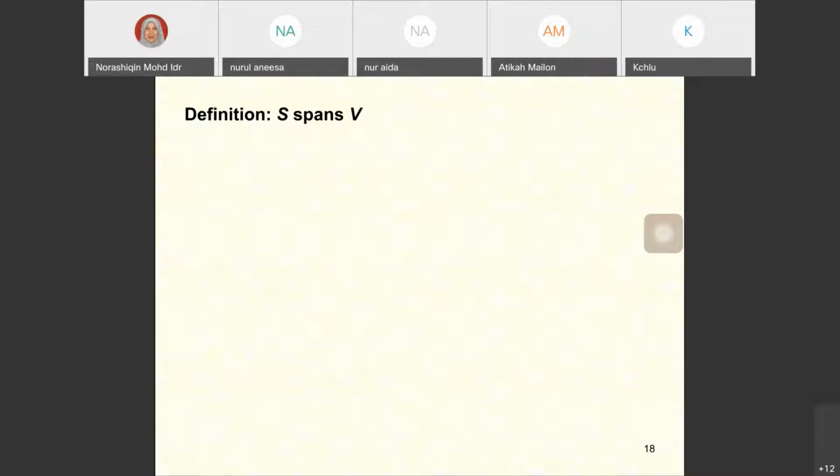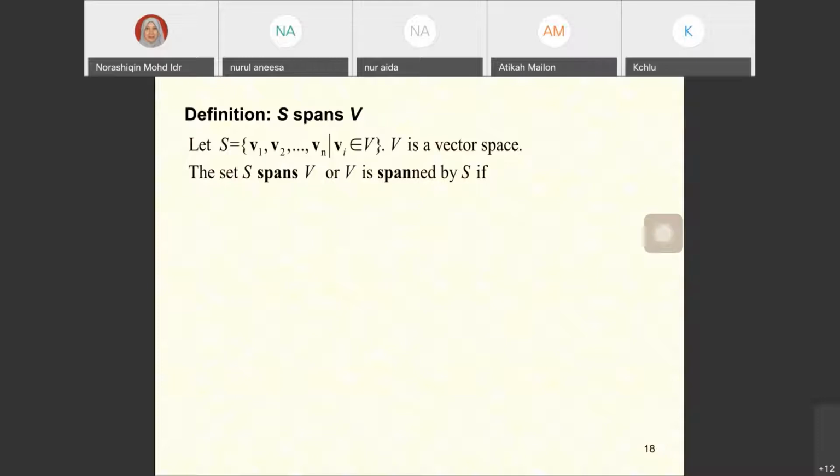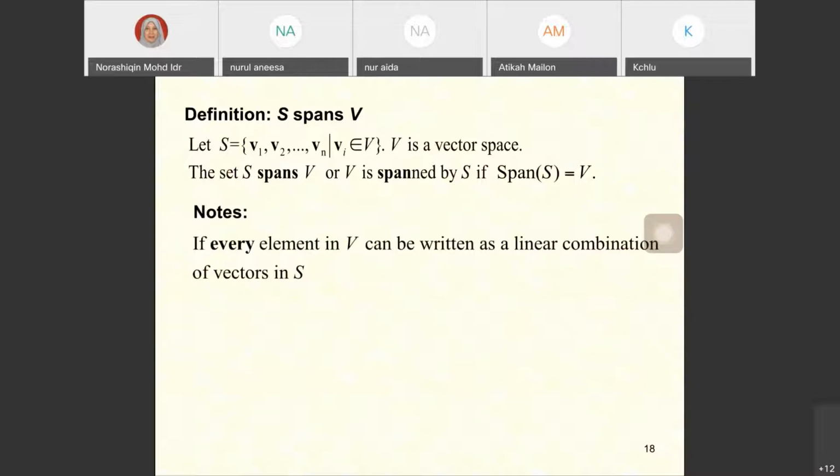Alright, today we want to see another definition: S spans V, or V is spanned by S. What is this? Let's say we have a set S, and V is a big vector space. We say that S spans V, or V is spanned by S, if the span of S is equal to V. In other words, every element in V can be written as a linear combination of vectors in S.